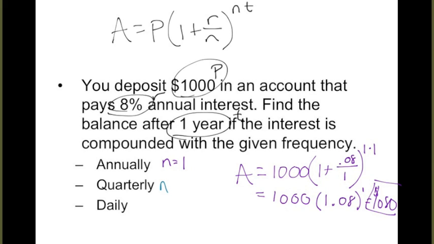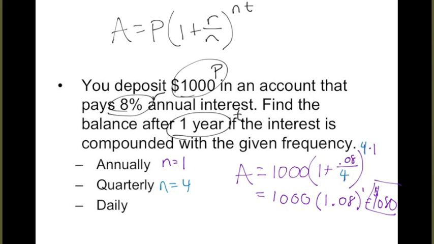When we go quarterly, we're going to get our interest 4 times a year. The formula is going to be the same except we're going to have to divide by 4, and we're going to have a power of 4. Now this is where it gets a little bit trickier to start plugging things into the calculator. What I would suggest doing is plugging it in pieces and not trying to plug it all in at once.